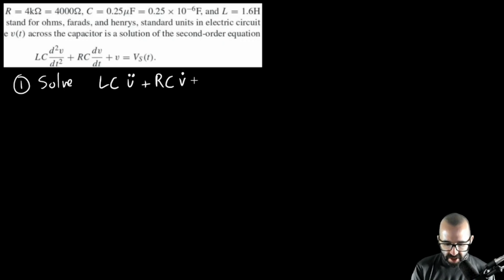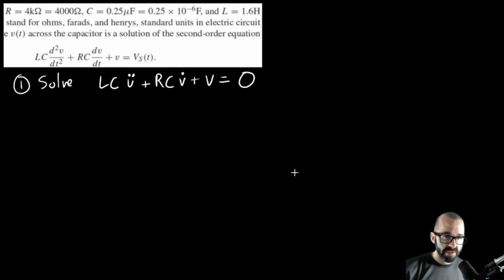But to solve this, first we need to solve the homogeneous version. We need to solve LC times V double dot, again, the second derivative of V with respect to t, which kind of looks like a smiley face, plus RC times our cyclops smiley face, V dot, plus V is equal to 0. We're solving the homogeneous version first.